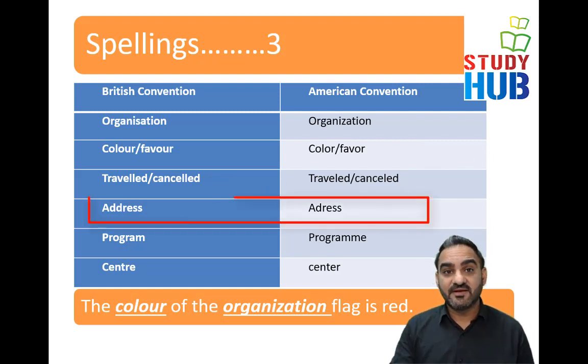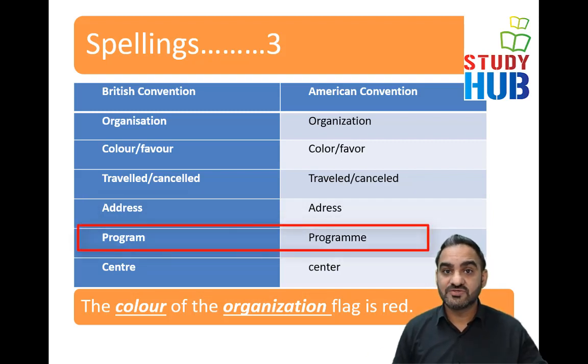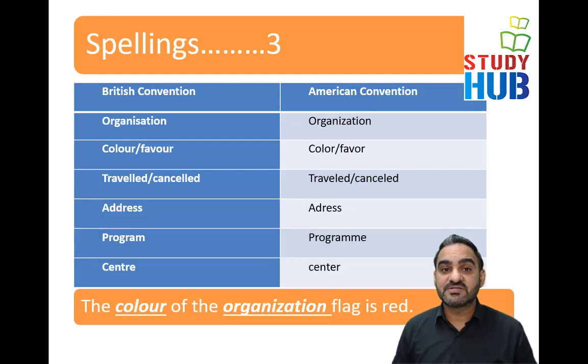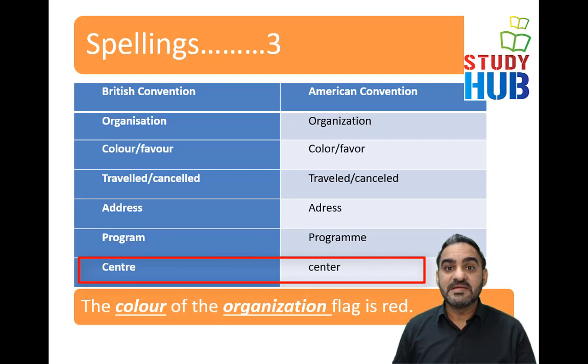Spelling of address, ADDRESS, and then it is also written as ADRESS. Spelling of program, P-R-O-G-R-A-M, and then P-R-O-G-R-A-M-M-E. Then we have words like center, meter, liter. They can be written with R-E, or they can be written with E-R.